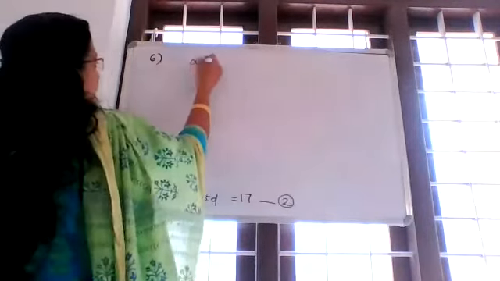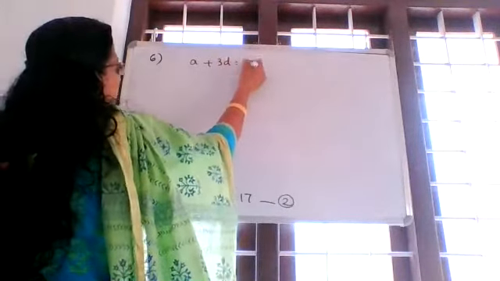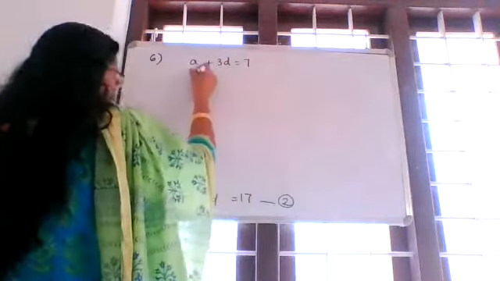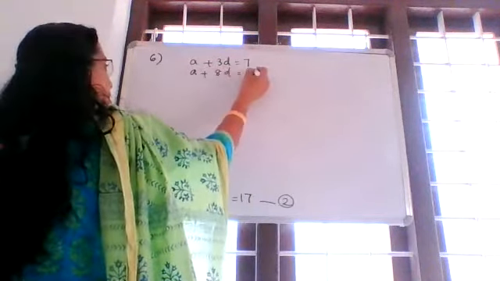A plus 3d is equal to 7. That is equation number 1. Now we got a plus 8d is equal to 70.